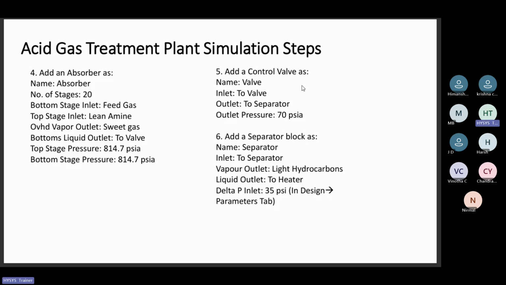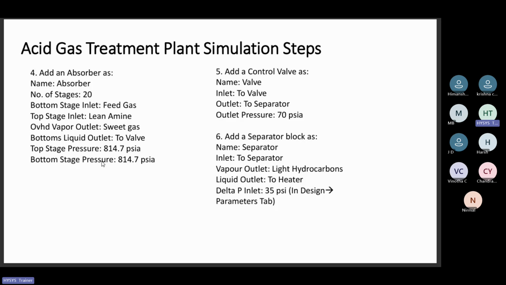Then we will be adding an absorber. These are the specifications given for the absorber. It has 20 stages. Then what is the top stage pressure? What is the bottom stage pressure? Everything is given. The absorber will be followed by a control valve, which is basically a valve having an outlet pressure of 70 psi.